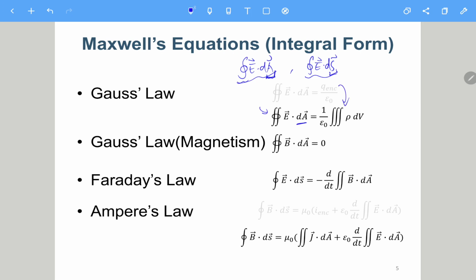Other than that, we also try to change this one, the Q enclosed, to the triple integral of rho dV. It looks horrible, but what does it mean? In maybe primary school or high school, you learned something like m equals rho times V, so the mass equals the density multiplied by the volume. At that time we assume that the density is uniform.